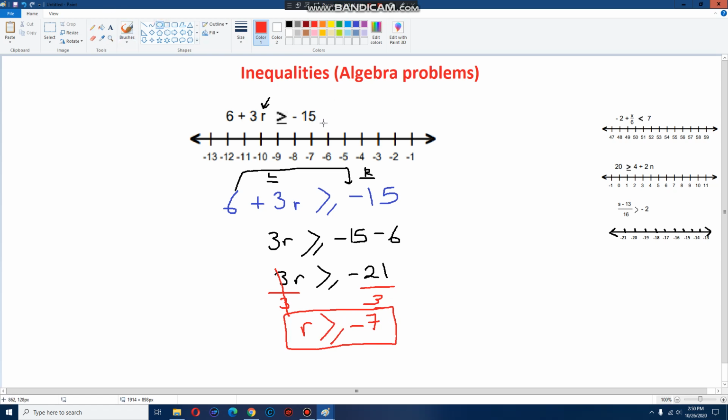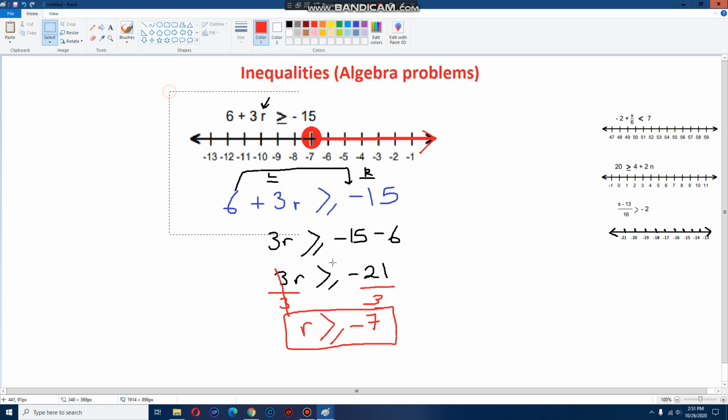So to put it on the number line, you find minus 7, and you know it's an equal sign, which means you're going to have to fill in that circle. And since they're saying that r is greater than minus 7, you're going to draw a line with all the numbers bigger than minus 7. And you finish it up with your arrowhead. And there we go, ladies and gentlemen. That is how you solve this particular inequality. R bigger than or equal to minus 7, graphed on the number line.